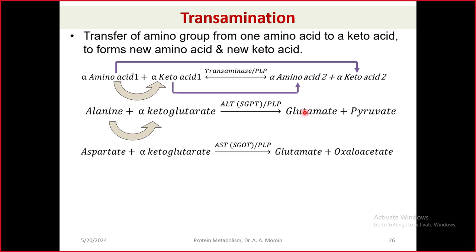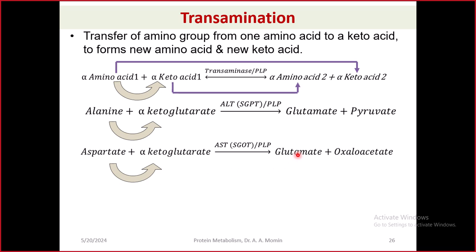The second is AST, that is aspartate transaminase or serum glutamate oxaloacetate transaminase. This enzyme catalyzes the transfer of amino group from aspartate to alpha ketoglutarate. So the aspartate, by donating the amino group, is converted to oxaloacetate, the keto acid, and the keto acid alpha ketoglutarate, by accepting the amino group, is converted to the amino acid glutamate.